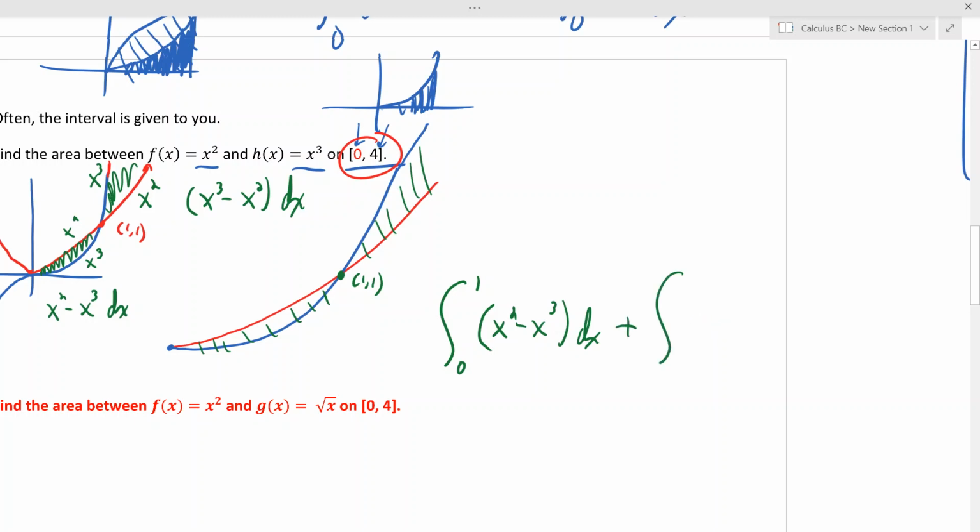Plus integral from 1 to 4. Now I'm going to 4 because that was what I said we had to do originally. We got to go from 0 to 4. But the rectangles from 1 to 4 are defined by x cubed minus x squared dx. And that's how you're going to find that area.